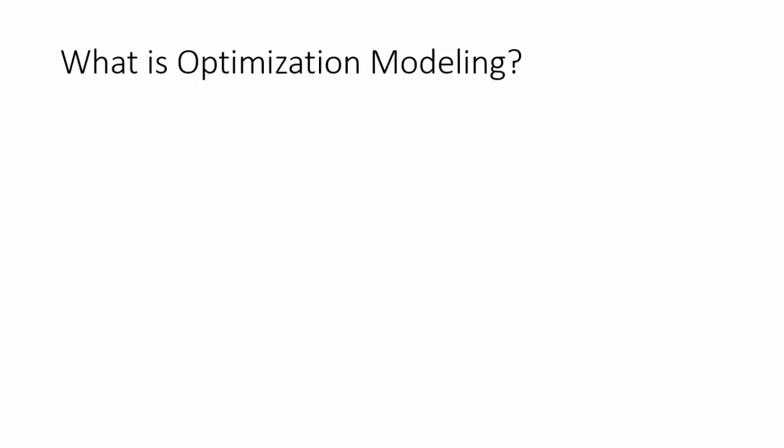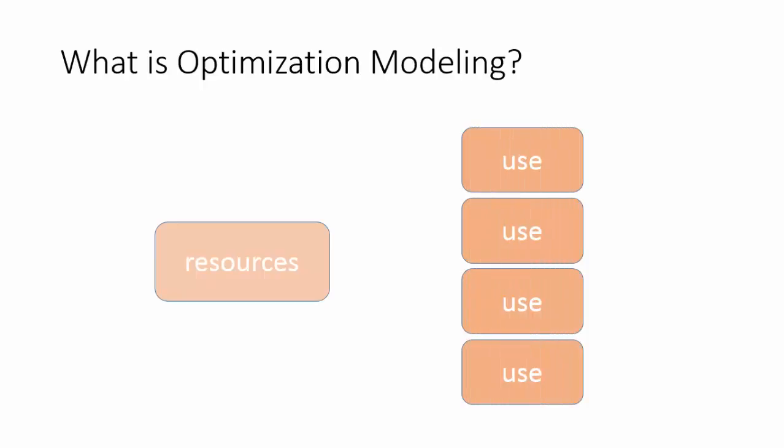But what is optimization modeling? Well, at a very basic level, optimization modeling involves allocating resources across a number of potential uses. That is, as a decision maker, I have a number of resources at my disposal and a number of uses to which I could put those resources. How I best allocate my resources across those uses in order to optimize my objective is the essence of optimization modeling.